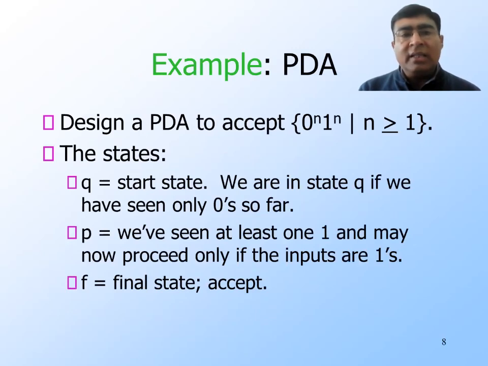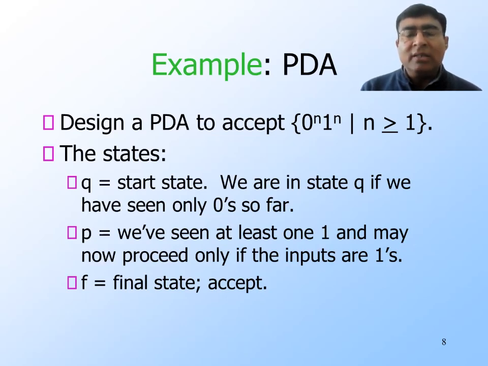Here I am taking an example that will explain the PDA to you. I am taking a language 0 to the power n and 1 to the power n, where n is greater than or equal to 1, and it will be accepted by the PDA. How can I say that the PDA will accept this language or any language?